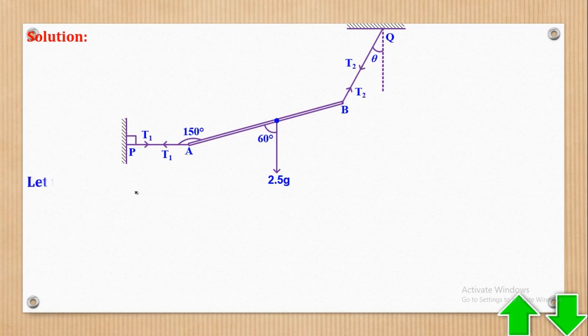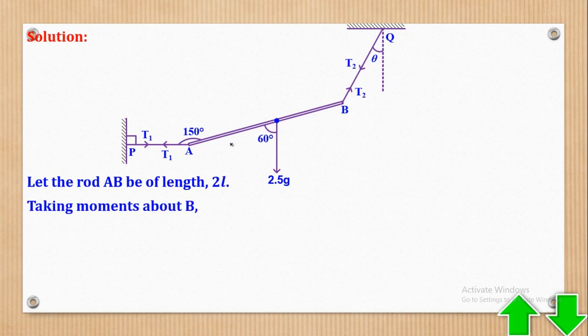So next is to take moments about a convenient point. So in this case we shall take moments about B, and we shall let the length of the rod be 2L because they didn't give us the length, so you have to let it be a certain letter. So when I'm taking moments, still the formula holds. It has to be FD sine theta.